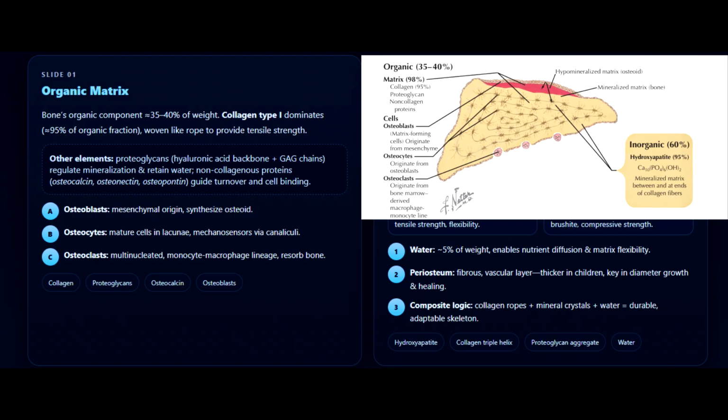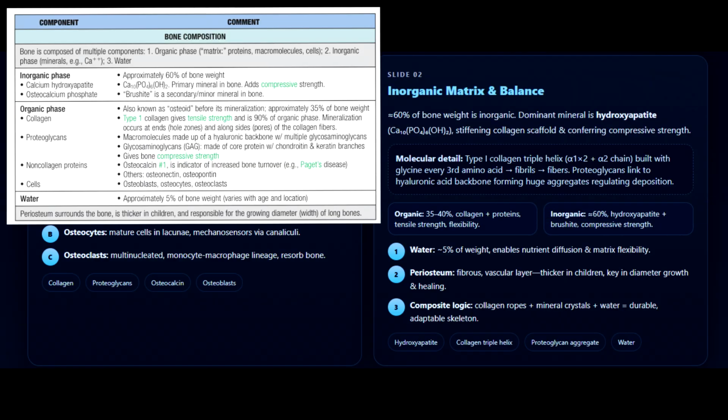Overlaying this framework is the inorganic component, shown here as the mineralized matrix. This makes up about 60% of bone weight. The dominant mineral is hydroxyapatite, a crystalline form of calcium phosphate with the formula Ca10(PO4)6(OH)2. These crystals deposit between and at the ends of collagen fibers, stiffening the structure.